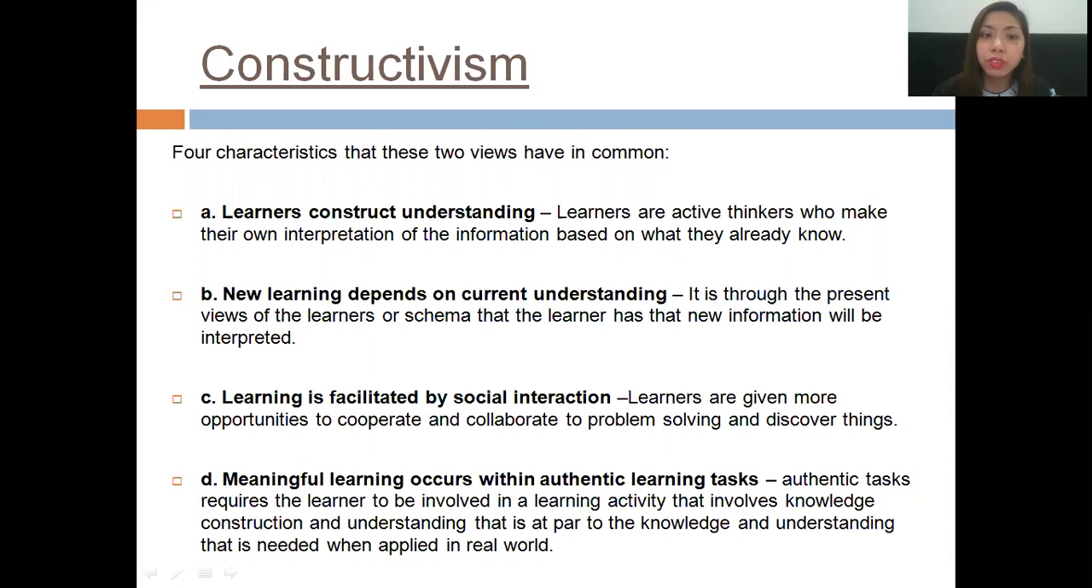Third, learning is facilitated by social interaction. Learners are given more opportunities to cooperate and collaborate in problem solving and discovering things. Constructivists believe in making a community of learners inside the classroom because this community helps learners take responsibility for their own learning. And fourth, meaningful learning occurs within authentic learning tasks.